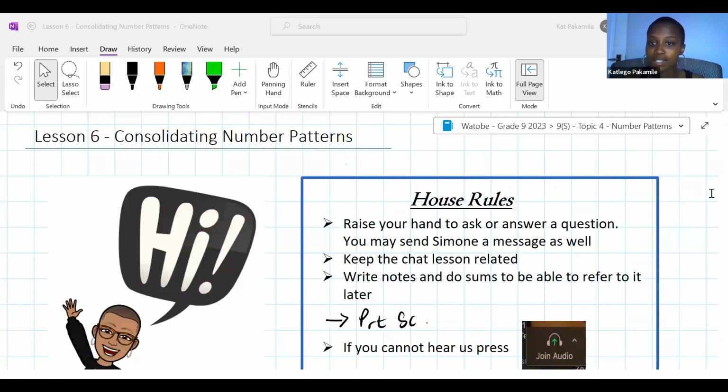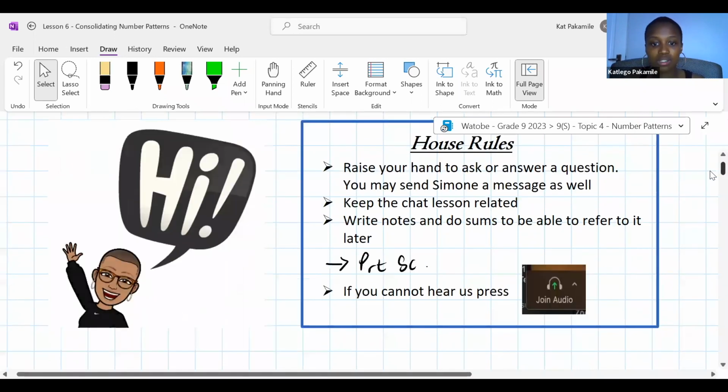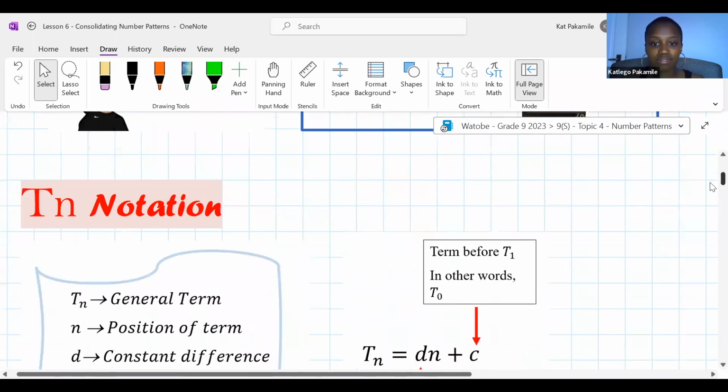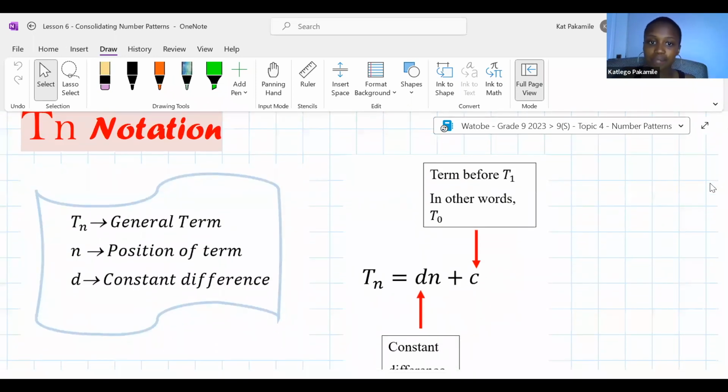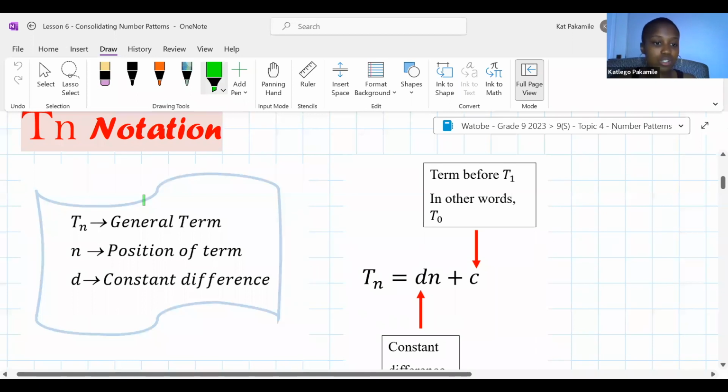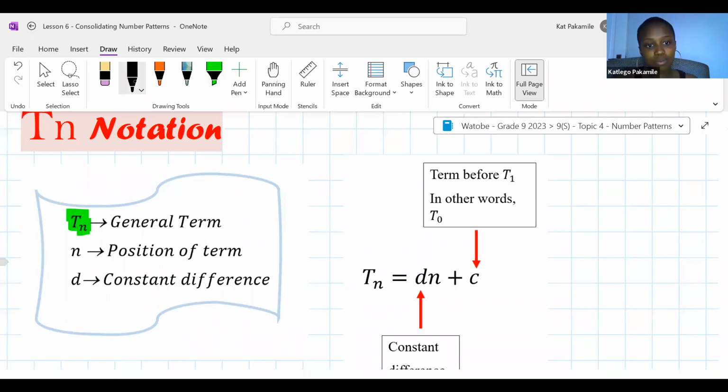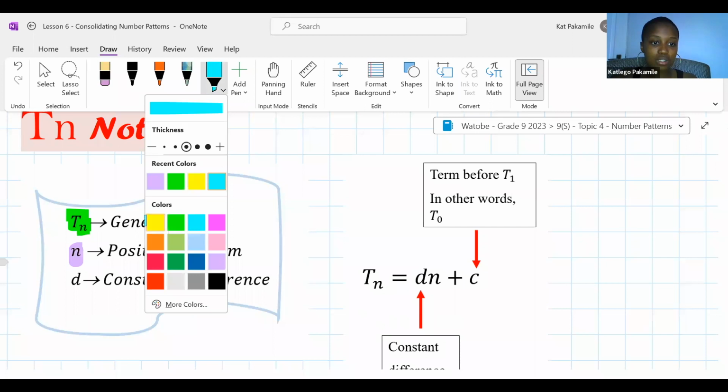Okay, let's get started. We're going to start off with something simple. So first, we're going to revise our TN notations. Remember, TN stands for the general term or the value of the term. In a table, we will call it the value of our term. N stands for the position of the term. And then D is our constant difference.